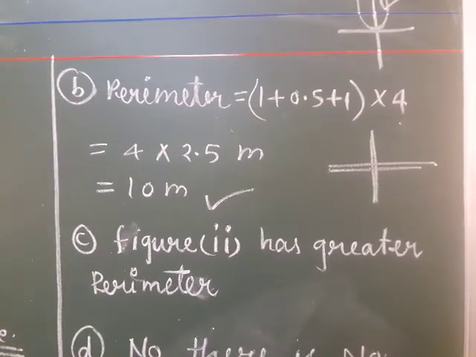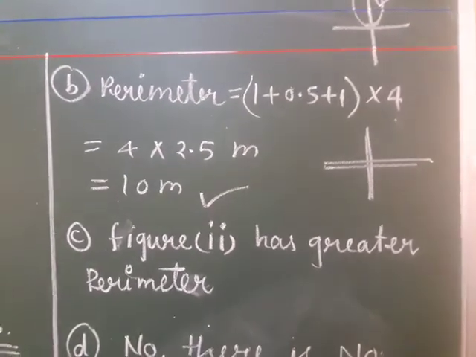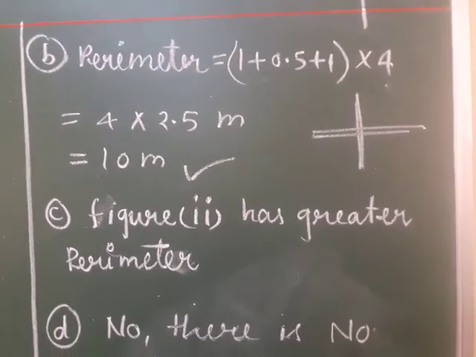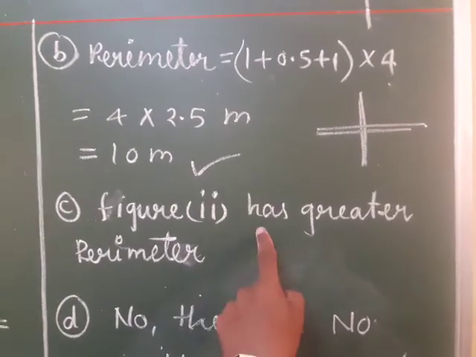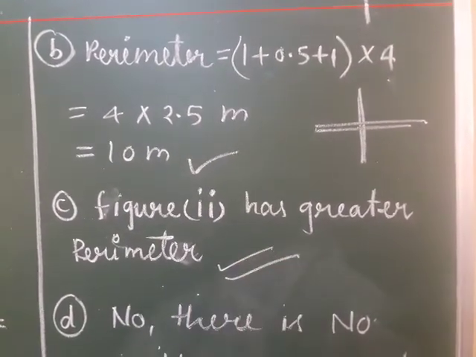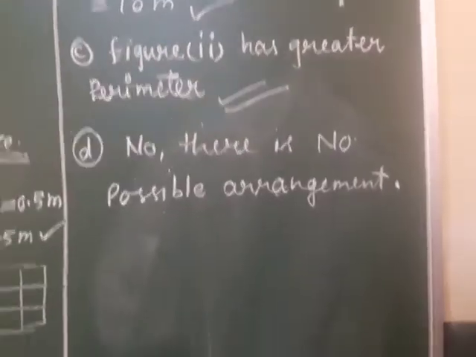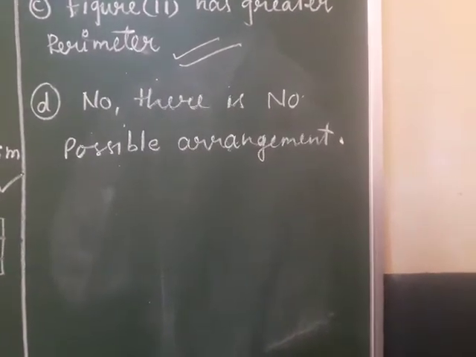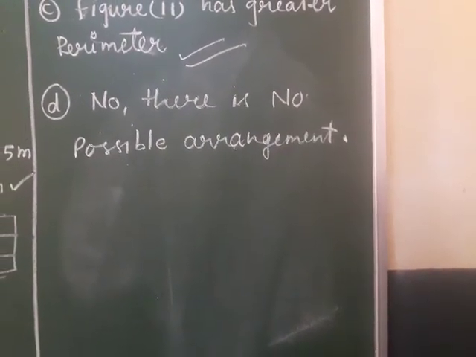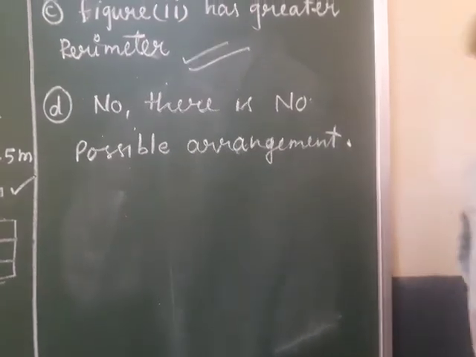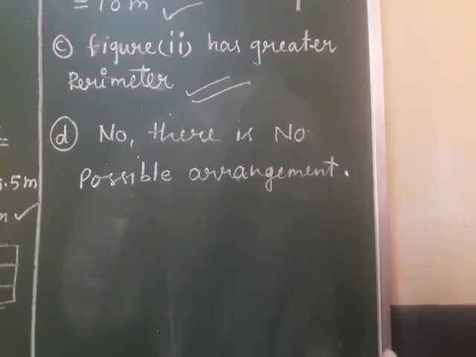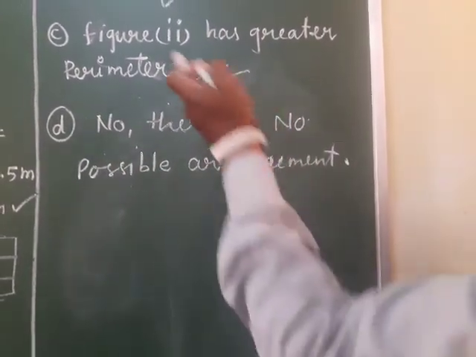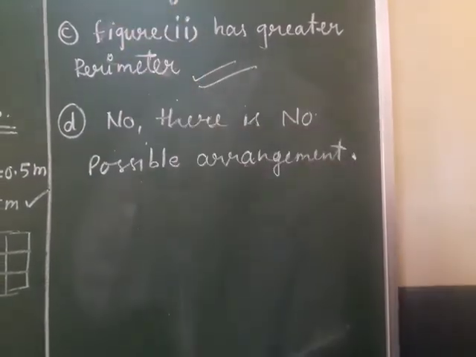Now in the C part, the question is asking which has the greater perimeter. As we know, in the first part the perimeter is 6 meter, and in the B part the perimeter is 10 meter. So the second figure has the greater perimeter. Okay, now going to the D part. Avneet wondered if there is a way of getting an even greater perimeter. Can you find a way of doing this? We tried arranging them differently, and we find that there is no possible arrangement to get a greater perimeter than this. Thank you.